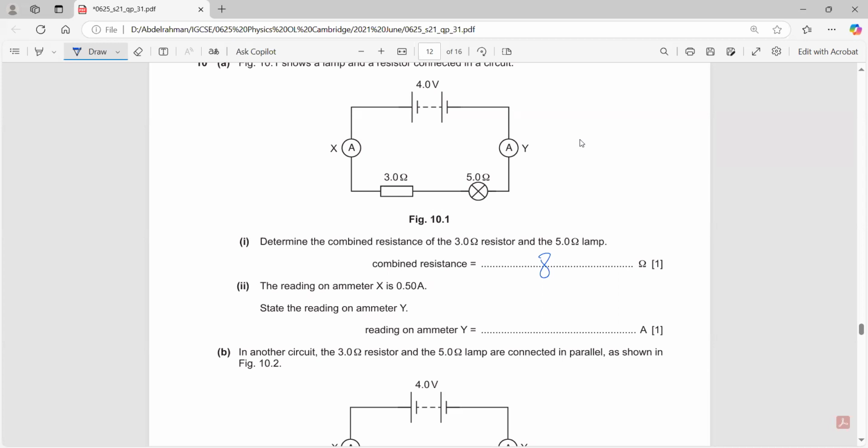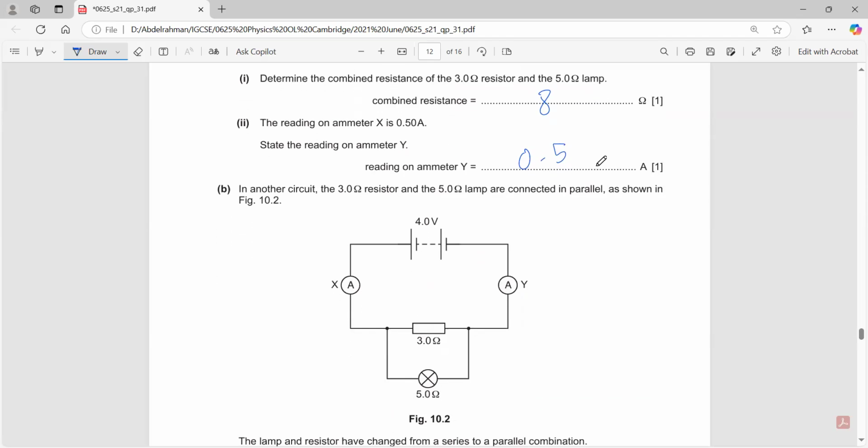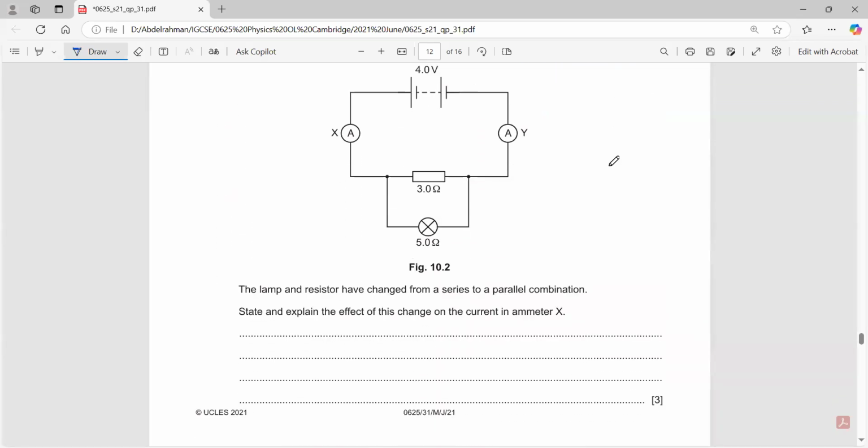Guys, this is a series circuit. The current at any point in this circuit would be the same. So the current in this ammeter is 0.5 amperes. The current in this ammeter would also be 0.5 amperes. Current in any ammeter or at any point in this circuit would be 0.5 amperes.